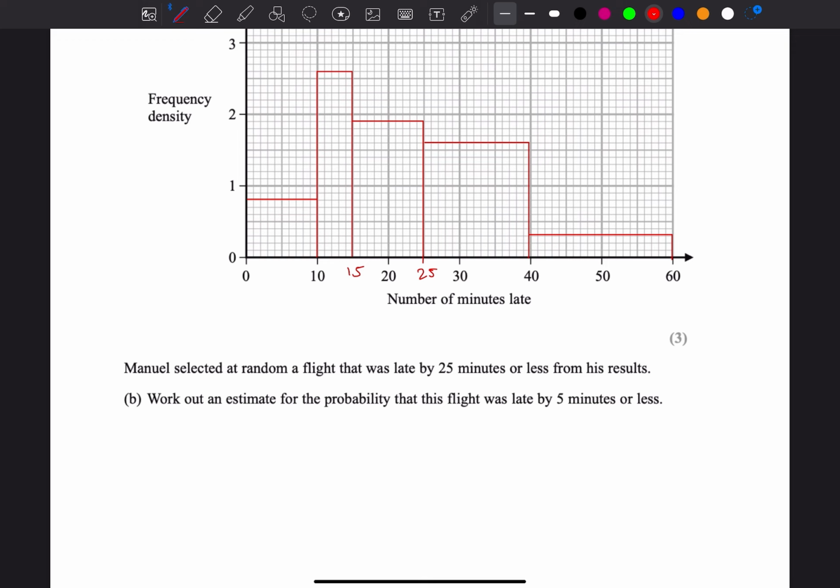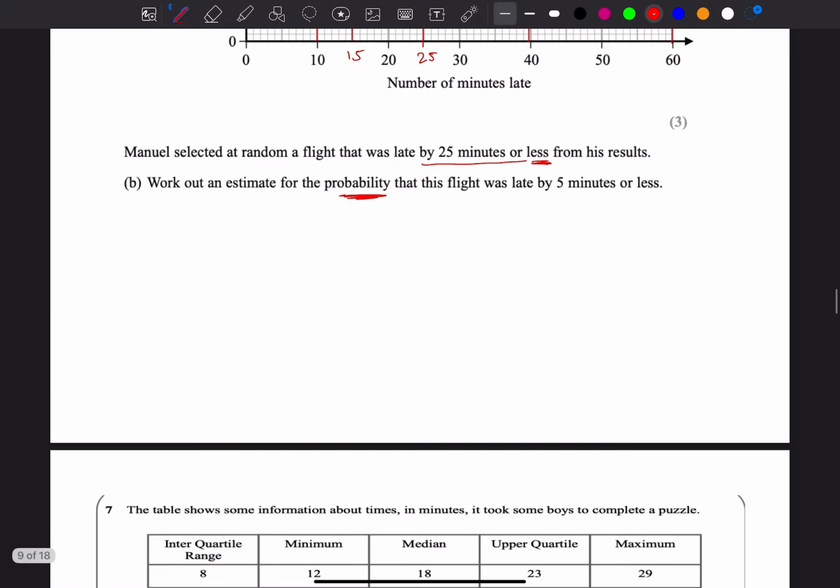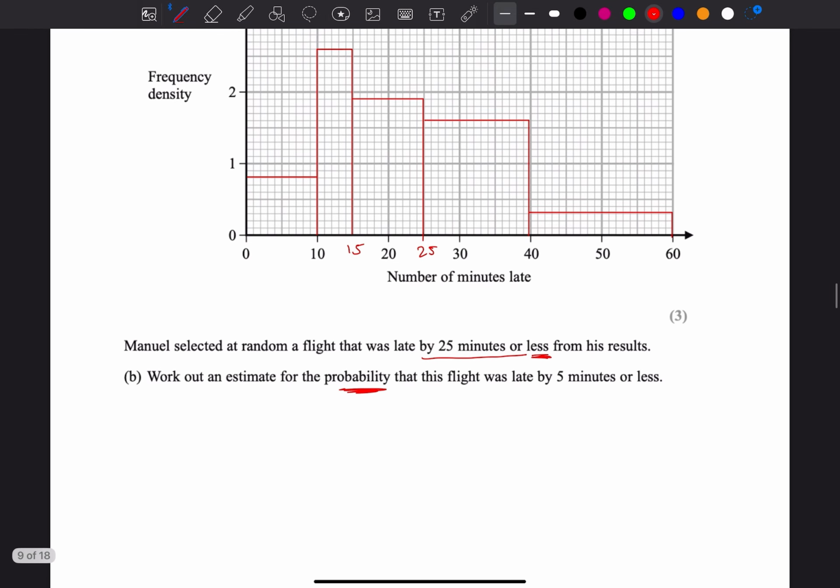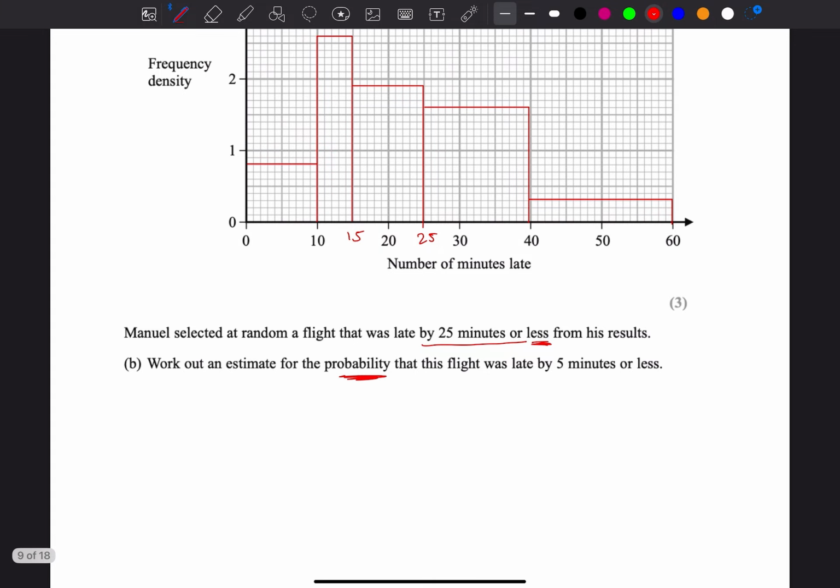Okay, let's read. Manu selected a flight that was late by 25 minutes or less from his resort. Work out an estimate for the probability that it was 5 minutes or less. They want probability, that means fraction. In this question, it is a conditional probability. This is not like your normal typical question.